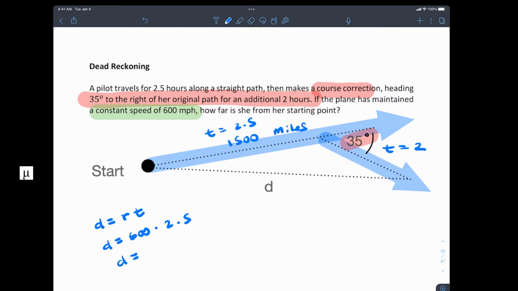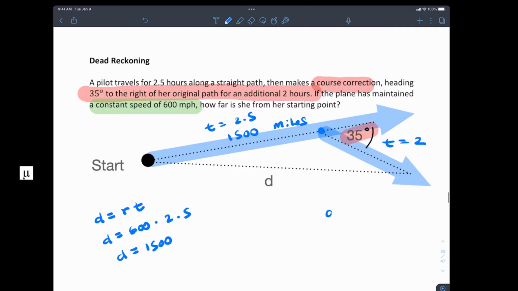And so here we're going this way. And then 2 times, so this is 1,500, right? And so now we have distance equals rate times time, and we're going to have 600 times 2. So that's an additional how many miles? 1,200 miles. So this distance is 1,200 miles, okay? Are you guys good with that one?